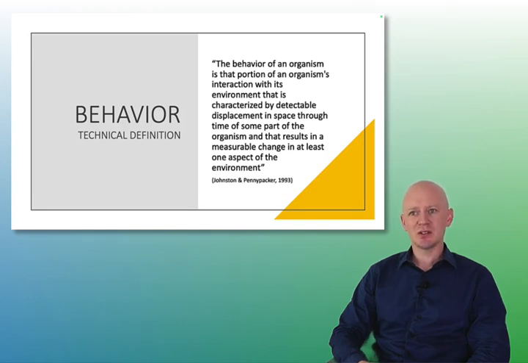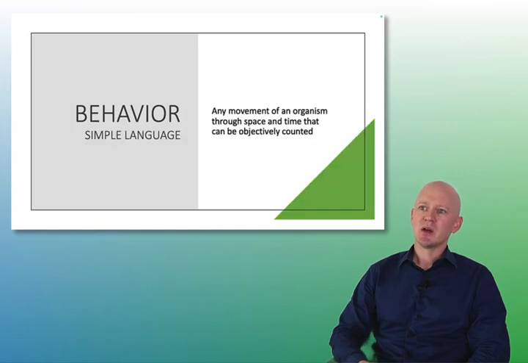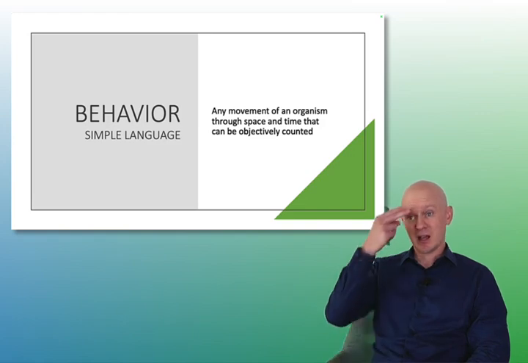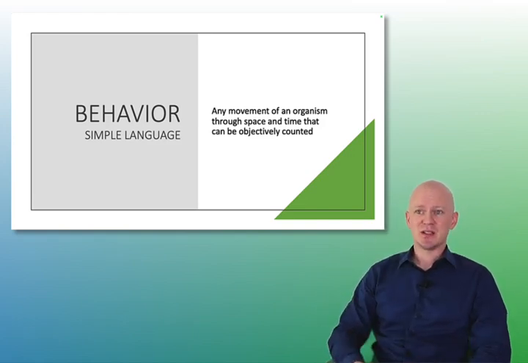So we have the technical definition of behavior, which is the thing that we're really interested in as behavior analysts, but a more simple language description is any movement of an organism through space and time that can be objectively counted. That captures everything that was described in the earlier one with just some more simplified language, and it might be more comfortable using descriptions like this. And again, to prepare yourself to use these terms, it's better to know the concepts than the terms and definitions. So try to come up with your own simple language descriptions for each of these.